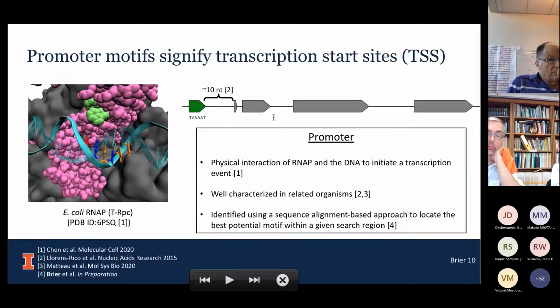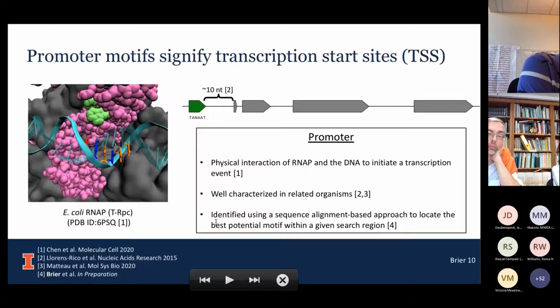To go into a little more detail, the promoter itself signifies the start of transcription. It is a site for a physical interaction between RNA polymerase and the DNA. It's been well characterized in a handful of organisms. I have some references there to some pneumonia work and also some work in Mesoplasma florum.